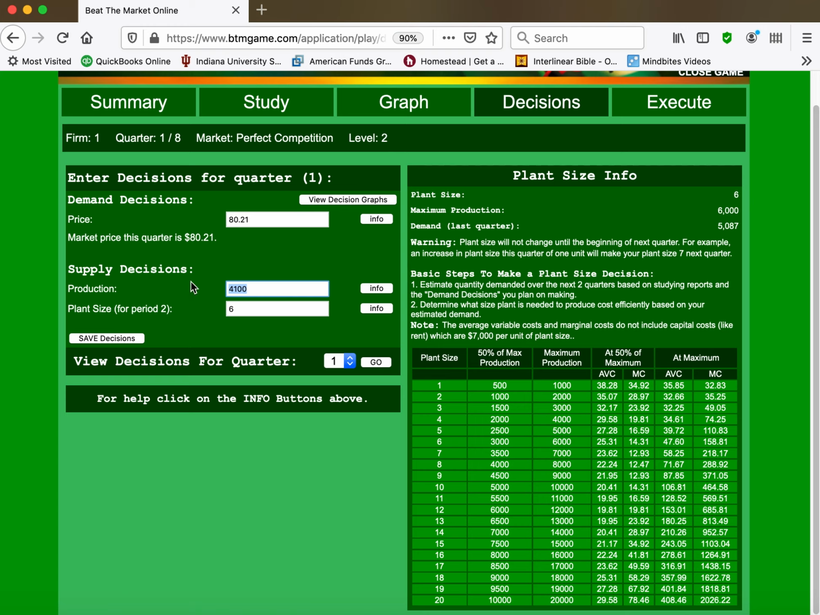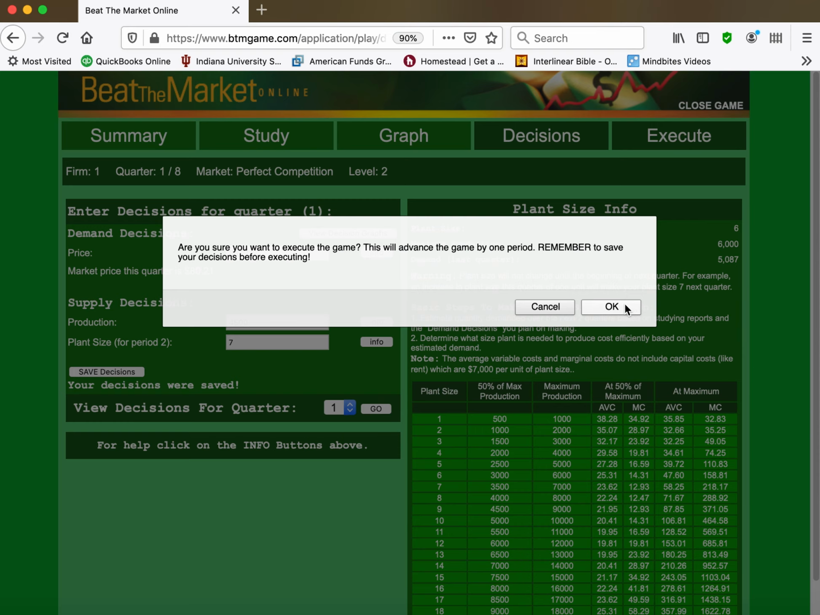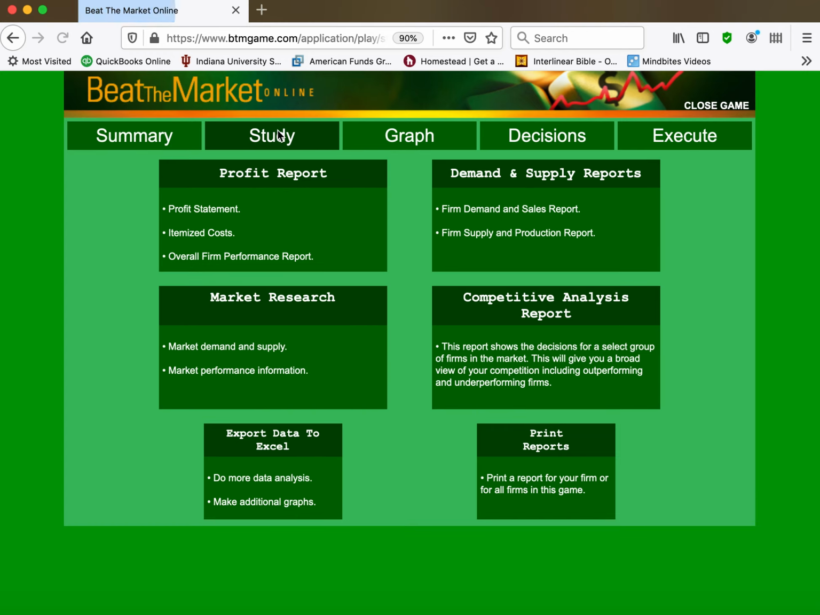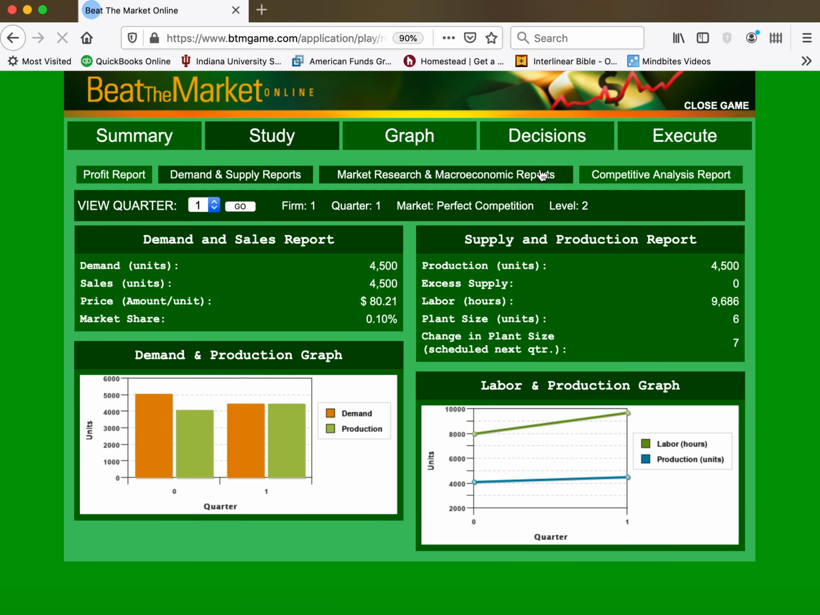So let's just go ahead and produce a couple more units. We're not going to do any calculating here. I'm going to go ahead and do a plant size of 7, save those decisions, and execute. And I'm just doing that without doing any calculations. You can see here, woohoo, he's happy, but I still didn't quite produce enough units. We can again go to study. We can go run here to see how we did. Our excess supply, boy, we hit it just by guessing. Our demand and our sales were right on the money.